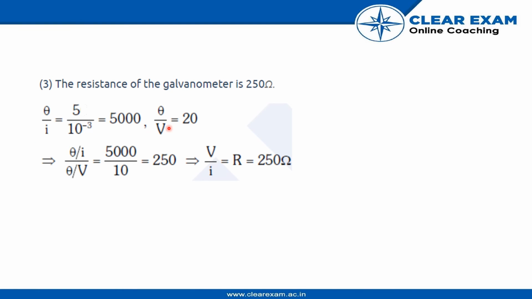And theta upon V is given as 20. We just need to divide these two equations. When we divide them, we get 5000 upon 20. Sorry, I'll just correct this one. It is 250, which is V upon I. V upon I is written as R. R comes out to be 250 ohms.